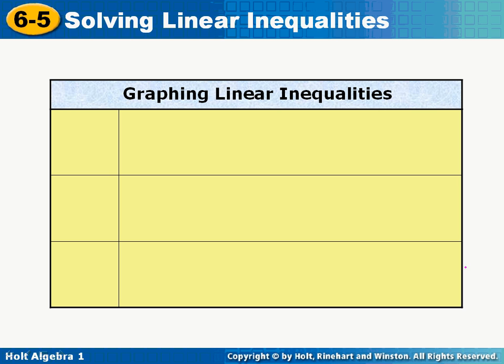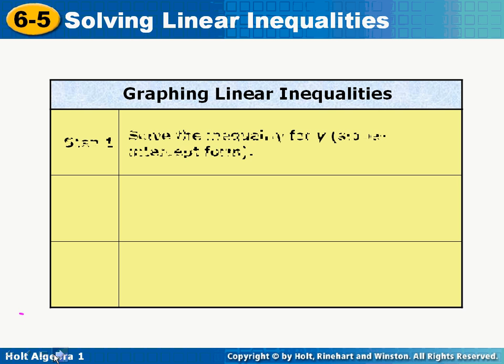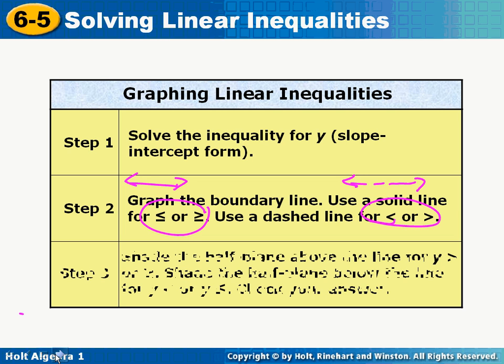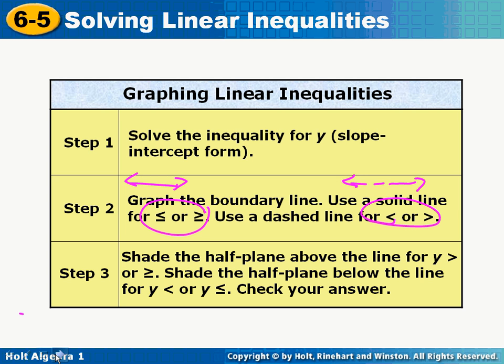The first step for graphing inequalities is to solve for y. Put it in slope-intercept form. Your second step is to graph the boundary line. For less than or equal or greater than or equal, you use a solid line. And for less than or greater than, a dotted line. The third step is to shade the half plane. That means shade above for greater than, and shade below the line for less than.